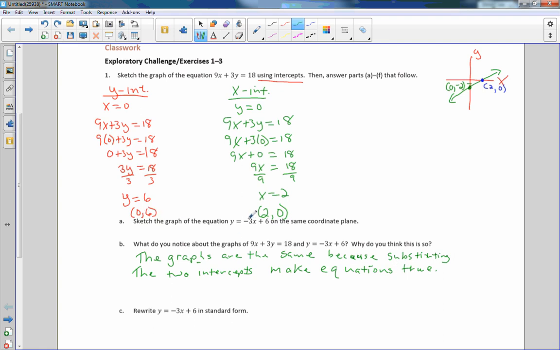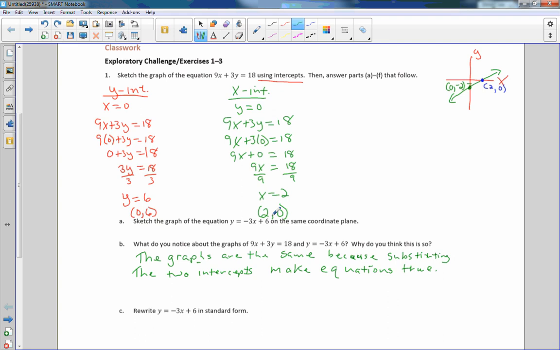So if I plug in (0, 6) here, I get 0 plus 6 is 6. That's true. And if I plug in (0, 6) here, that'd be 9 times 0 is 0, and 3 times 6 is 18. 0 plus 18 equals 18, so that is true. Use (2, 0). -3 times 2 is -6, plus 6 is 0.